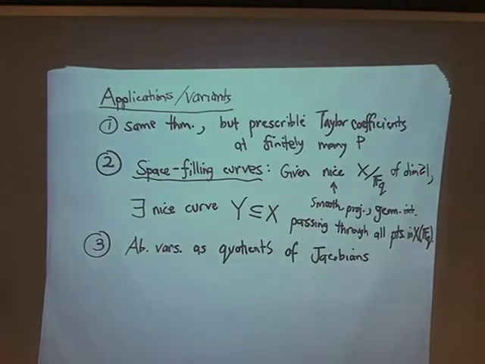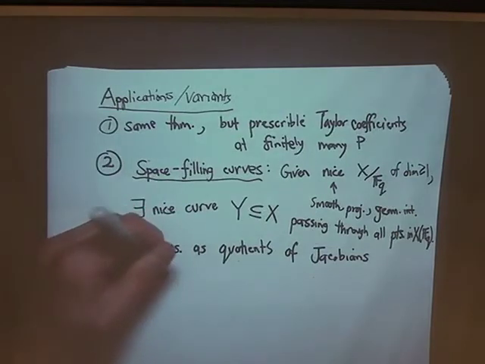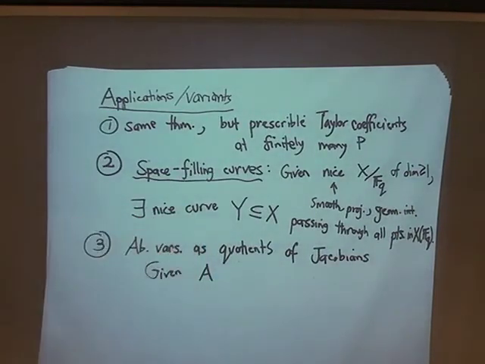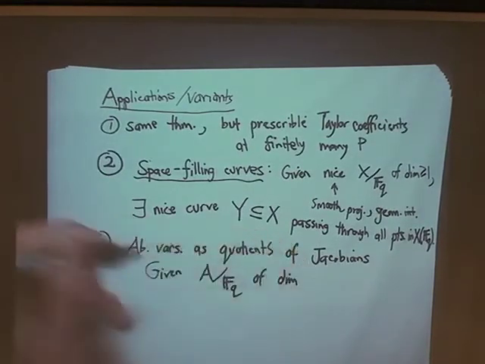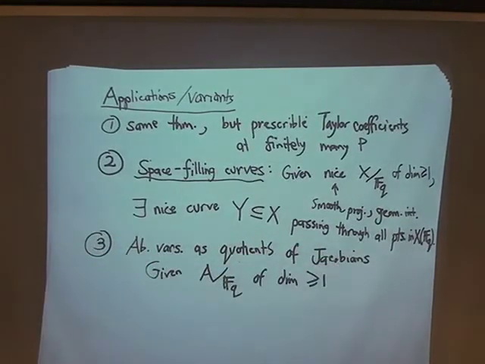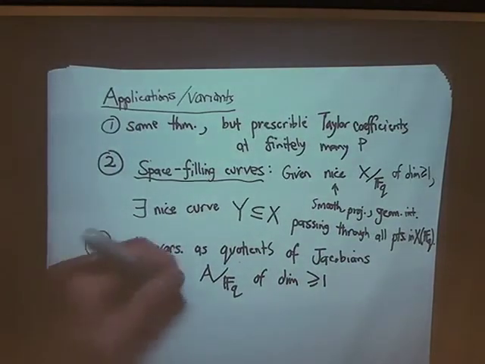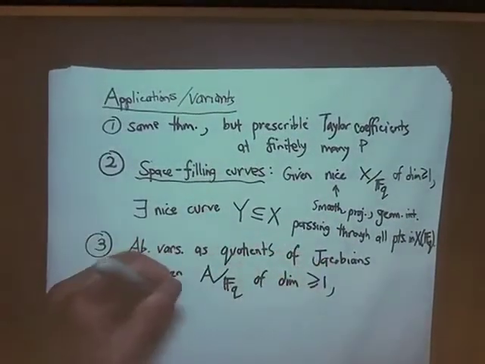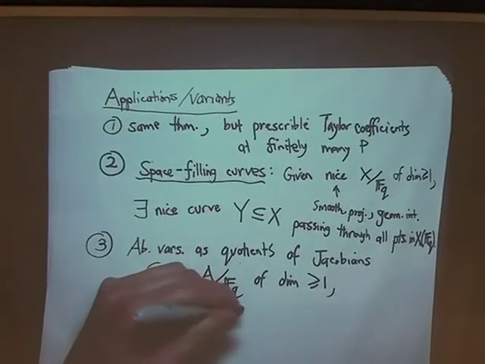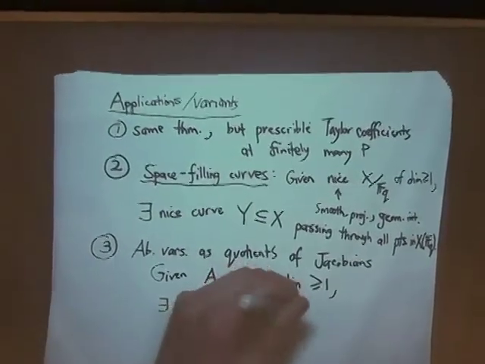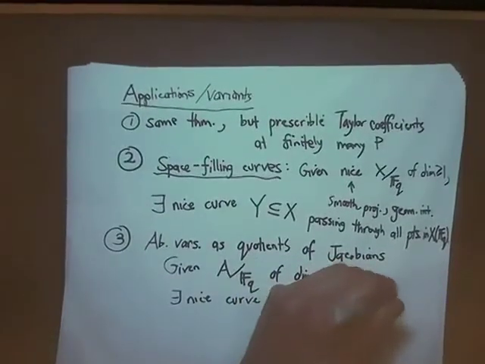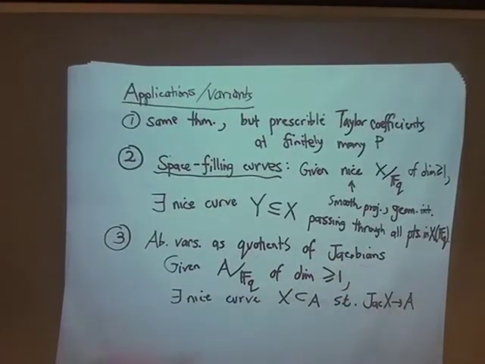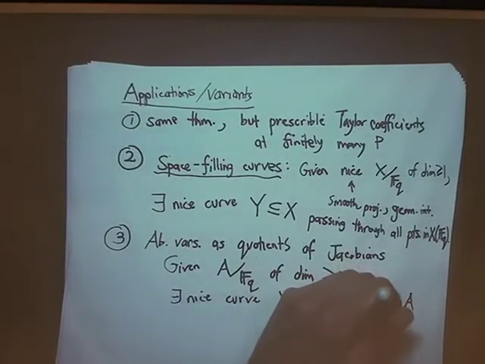Quotients of Jacobians of curves that are contained in the abelian variety. So here's the statement. If you're given A over F_q, let's say of dimension at least 1, otherwise it's kind of stupid. So that's an abelian variety. Then there exists a nice curve X inside A such that if you look at the induced map from the Jacobian of X onto A, then it's surjective.